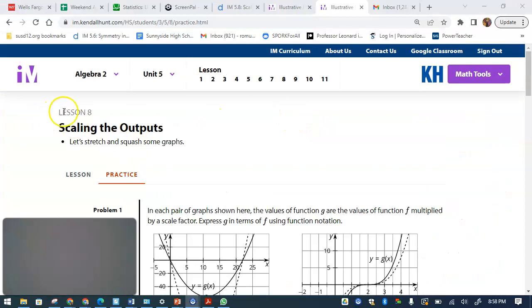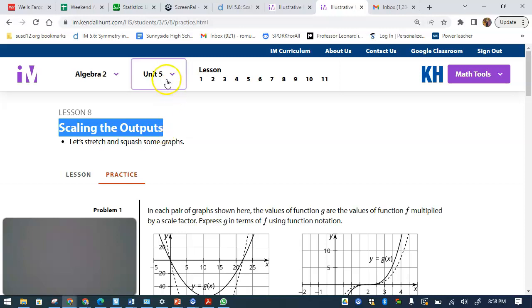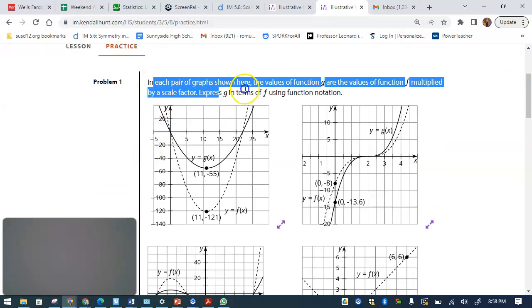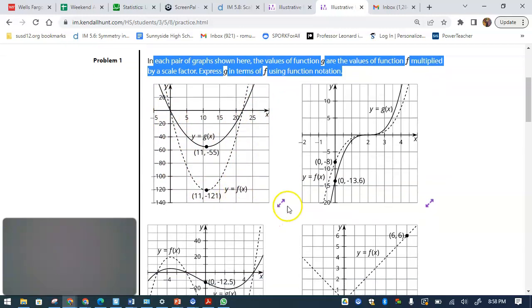Now here I'm working on the practice problem of lesson 8 and unit 5. In the first question, in each pair, there is a dotted graph and a solid graph. The dotted is the original graph, that is f of x. You can see this is f of x.